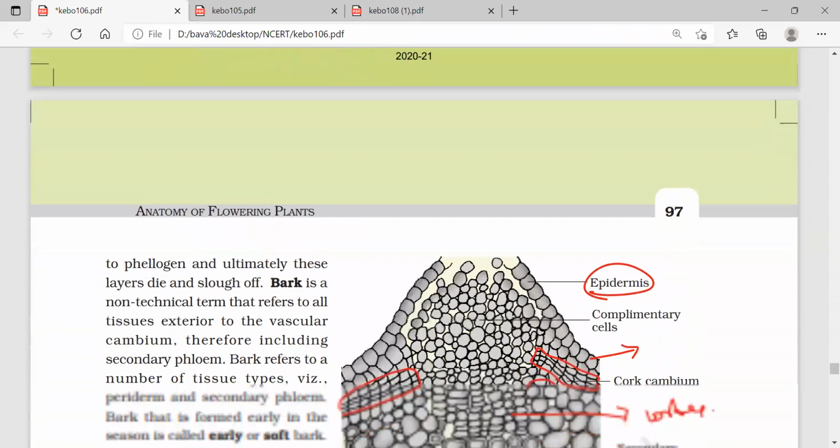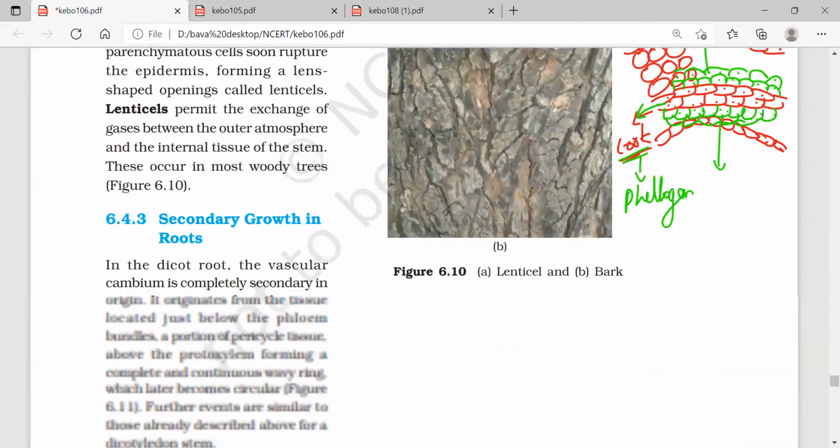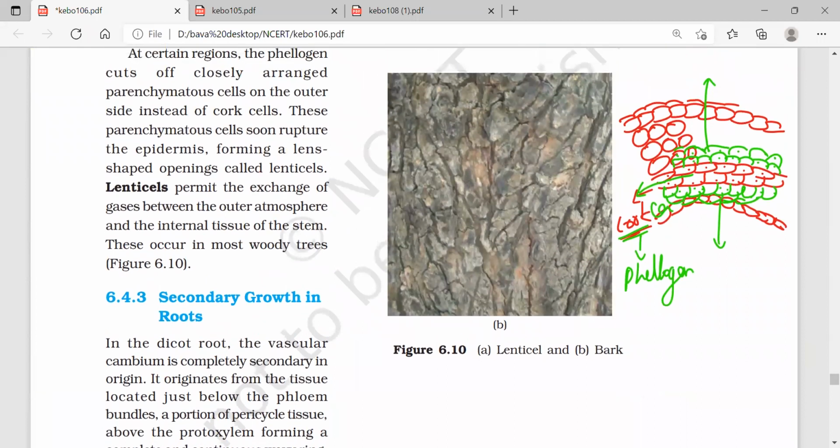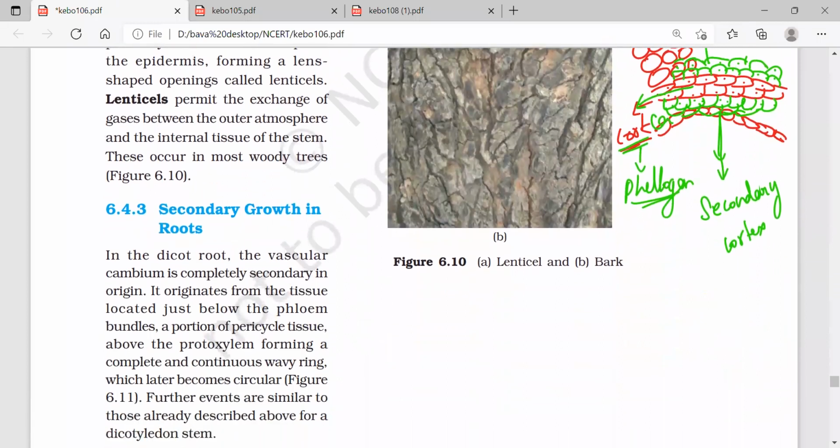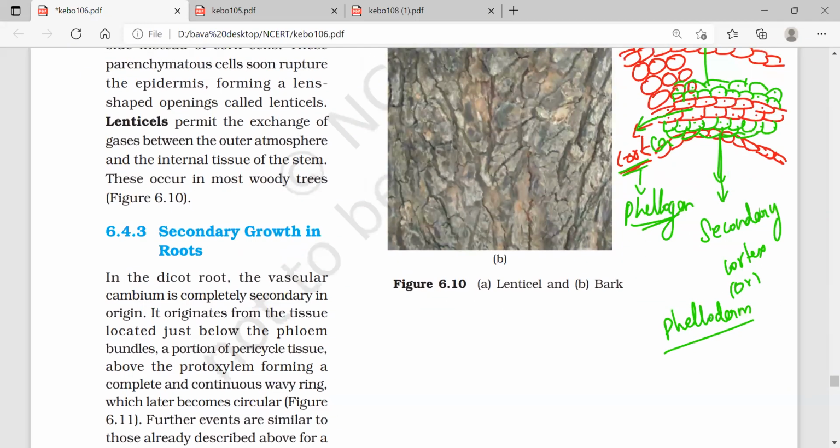Observe carefully: this is the cork cambium, this is phellogen. What forms on the inner side here is the secondary cortex. What forms on the outer side, that is, outside the cambium, is cork or phellum. This is phellogen, this is phellum, and secondary cortex is also called phelloderm. Note down these three words, they are very important.